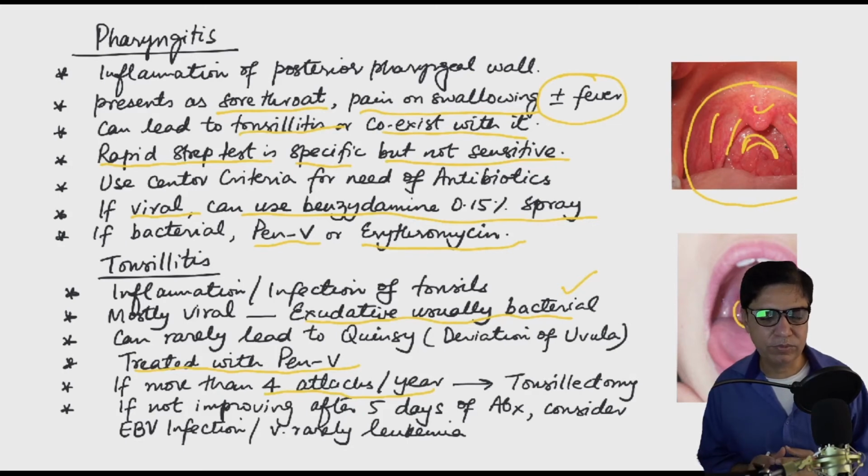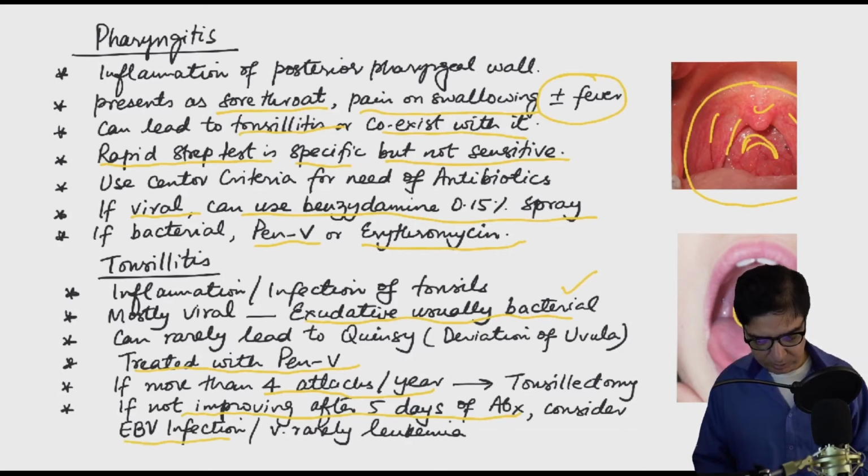If they're not improving after 5 days of antibiotics, then you should be considering other conditions that can mimic tonsillitis, especially Epstein-Barr virus infection. So if an adolescent or a teenager develops tonsillitis, you diagnose it as tonsillitis, you give them antibiotics, amoxicillin or phenoxymethylpenicillin, and they're not improving with it, or sometimes they might deteriorate, they might develop a rash, or simply the symptoms are not improving, then you should be thinking of Epstein-Barr virus infection.